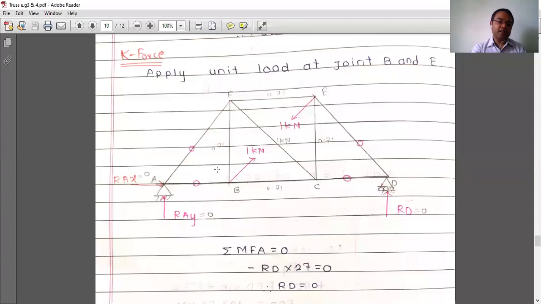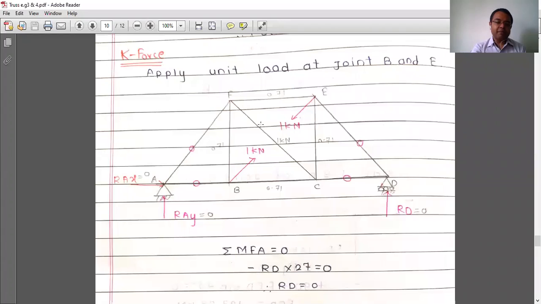Now next, the remaining part is only this rectangular part. So in this rectangular part, if you consider, the total diagram is symmetric. Okay, so the force in the member BC we assume tensile 1 Newton.